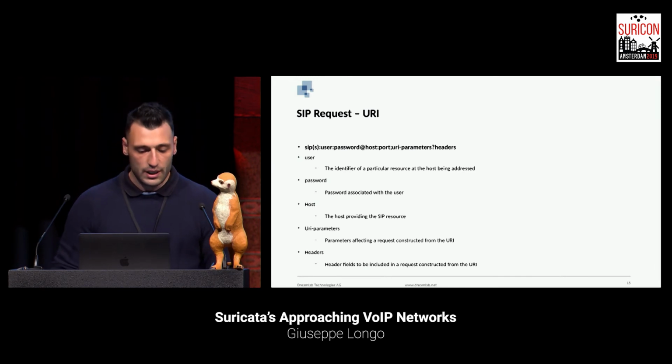A URI is made up of a user, which is the identifier of a particular resource at the host being addressed, a password, a host, and some URI parameters. These parameters affect how the request is constructed, and also the headers.